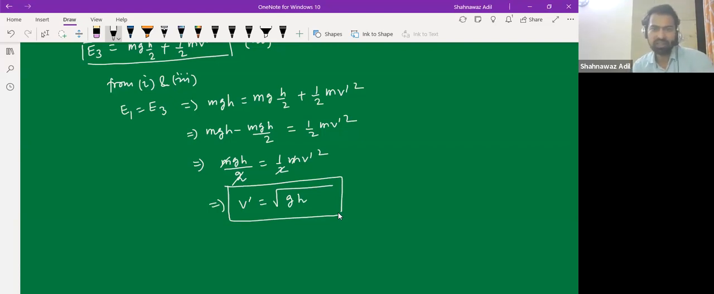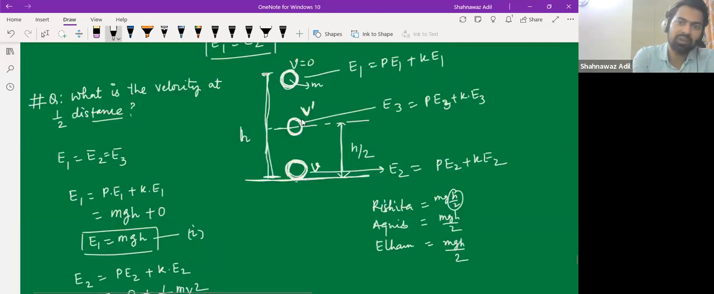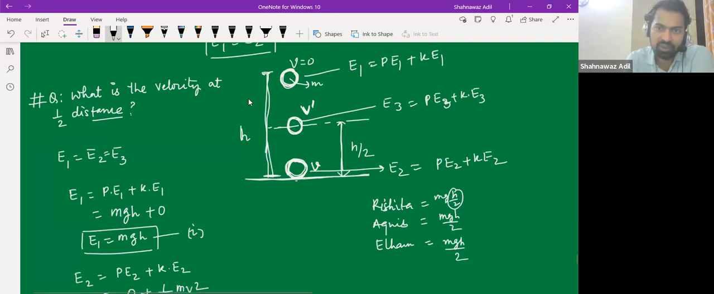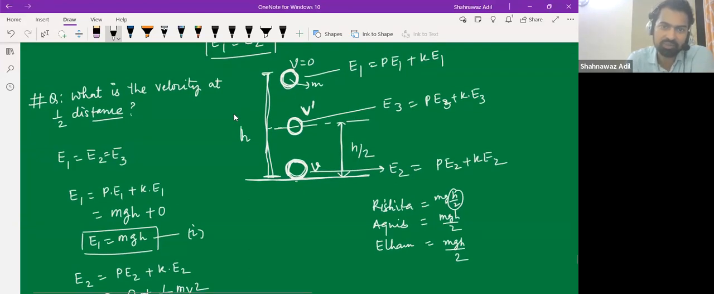This part is clear, everyone? Yes, sir. So from the conservation of energy, we can calculate this. You could have also used the equations of motion, but from the conservation of energy, we can simply calculate this. So please note it down, and if you guys have any doubt, please ask.